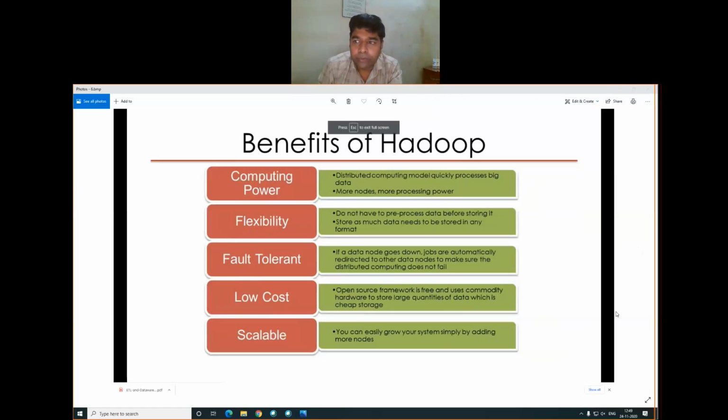So, the benefits of Hadoop. These are the benefits of Hadoop: a distributed computing model that quickly processes big data.